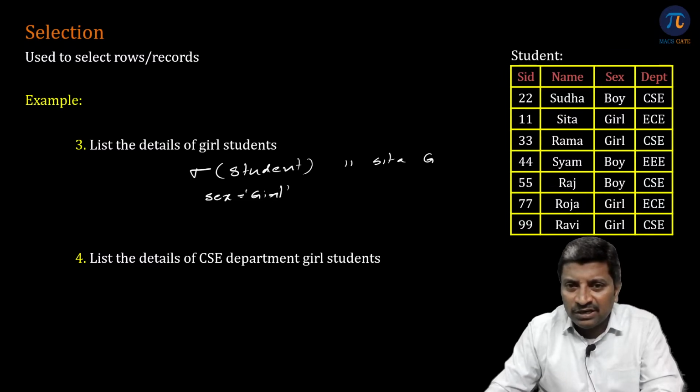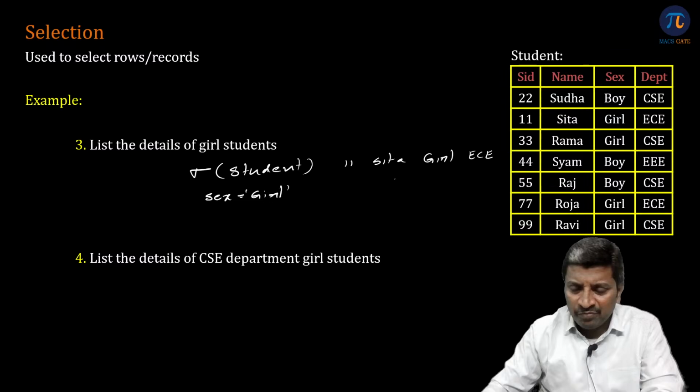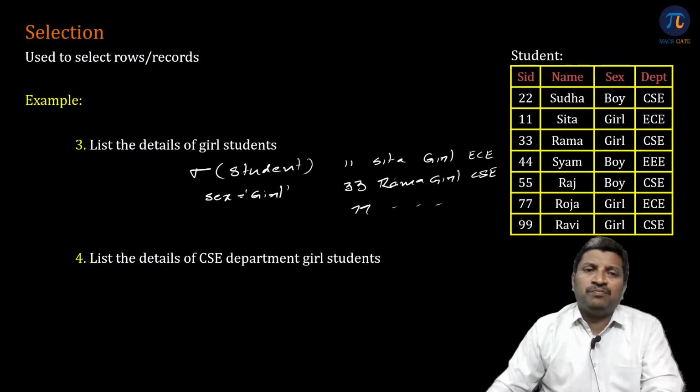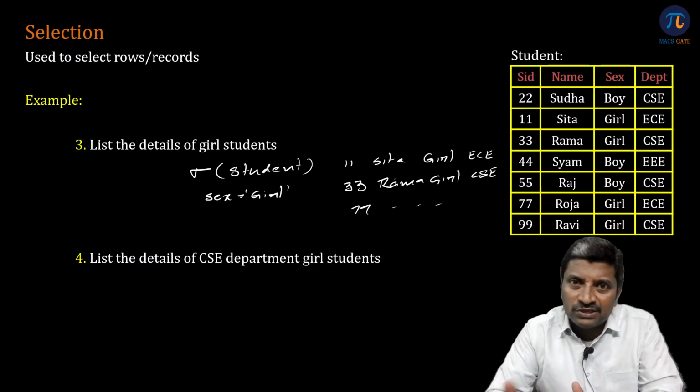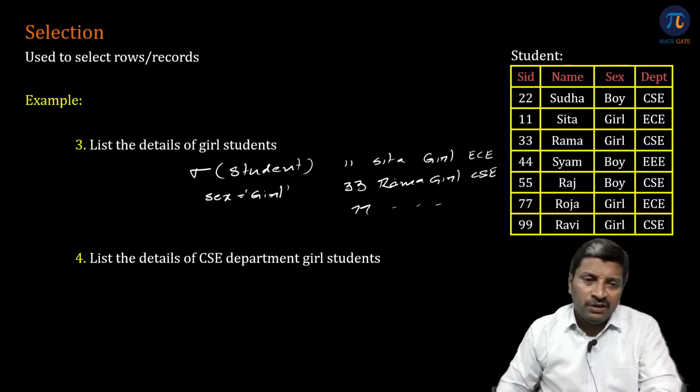11, Sita, girl, ECE. Similarly, we have 77. I think we have a second one, Rama. Right? So 33, Rama is a girl, and her department is CSC. Similarly, 77, Roja. So the result may produce more than one record, depending on how many records satisfy the specified condition. Now the next one.